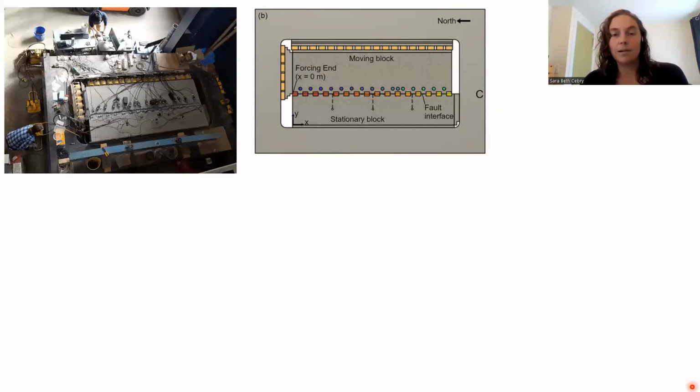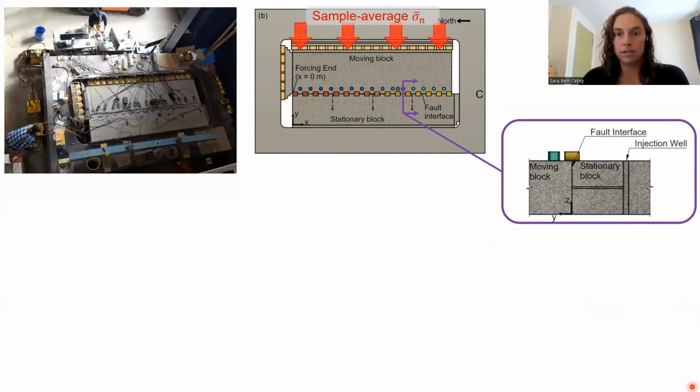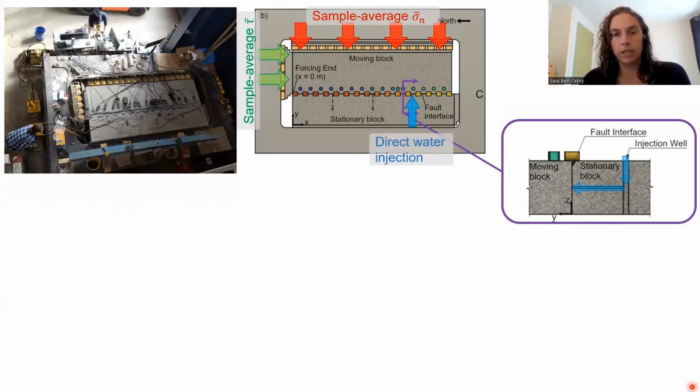So we conducted laboratory experiments on a 3-meter biaxial apparatus that creates slip events that are kind of similar to a natural fault. The sample has an injection well drilled so that we can inject water directly onto the center of the fault. We load up average normal stress. We can vary the level of shear stress, and then we can inject water directly onto the fault.